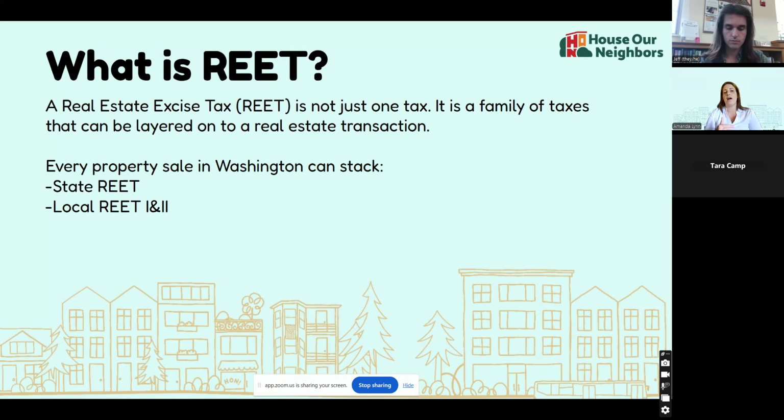Within Washington, every property has the opportunity to use the existing ones. There's a state REET that exists right now, and there is also an optional REET that local cities and counties can implement, and most of them do. I would say the vast majority in Washington have also implemented REET 1 and 2. In Seattle, we have also implemented REET 1 and 2. So effectively, in Seattle right now, there are 3 REETs. There's the one that more broadly serves the state and generates revenue for the state. And then there is a local REET that is more focused on Seattle.